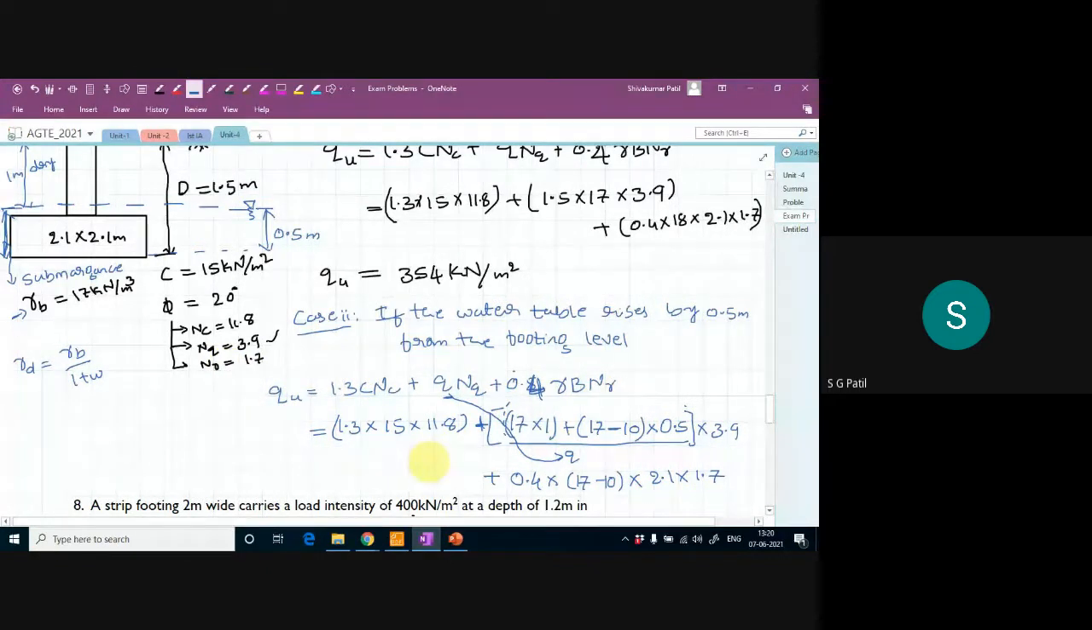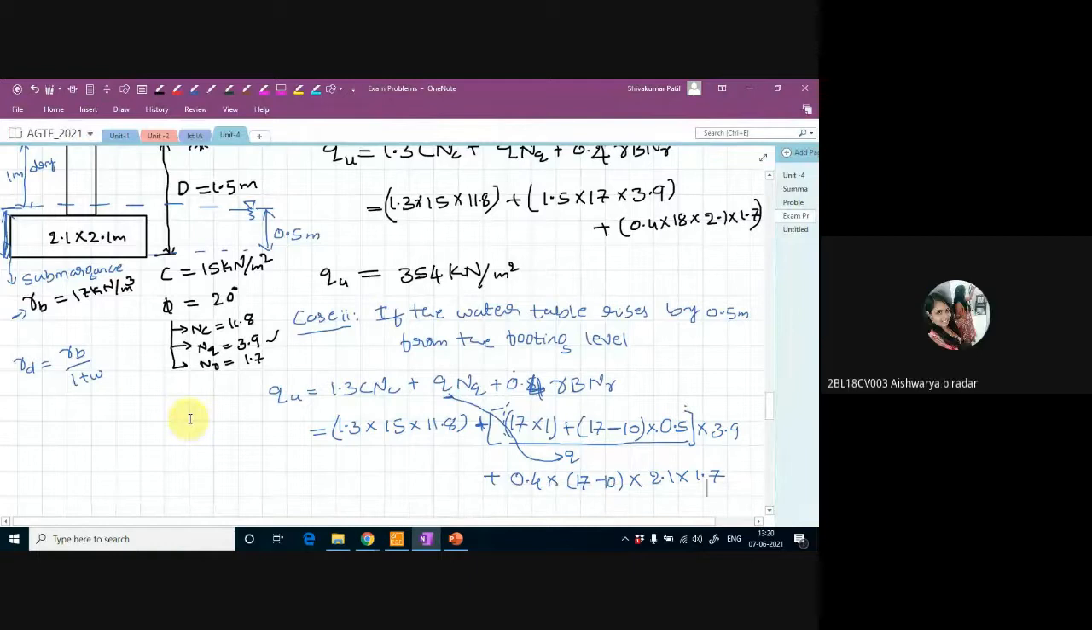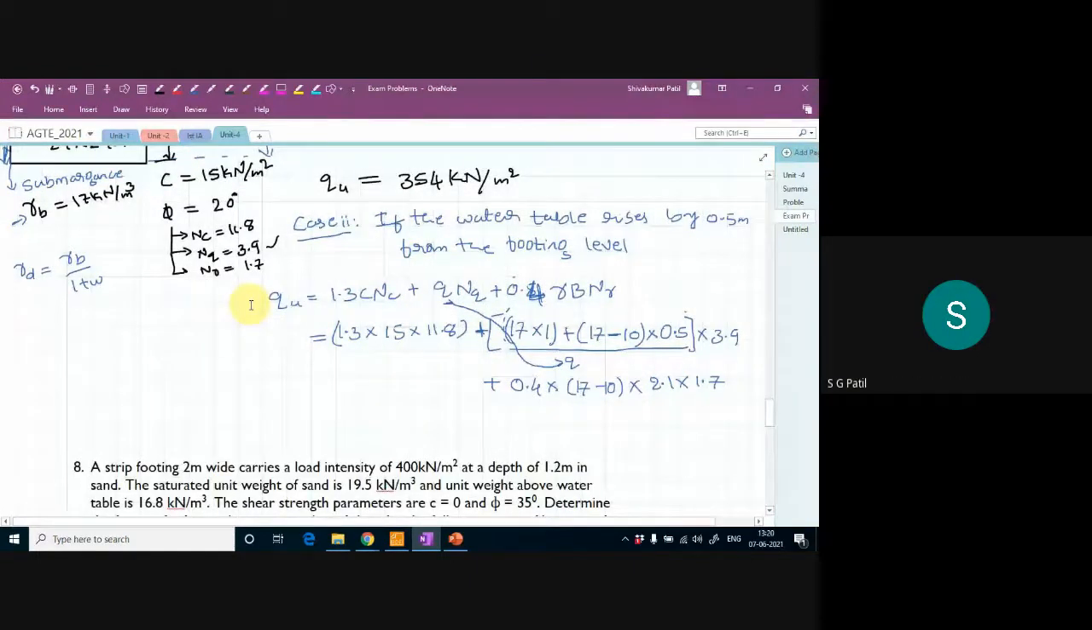17 minus 10 into your breadth of footing, which is 2.1, into your N gamma, which is 1.7. Calculate how much you are getting. How much? 320, yeah? Very good. So Q ultimate you are getting around 320 kilonewton per meter square.